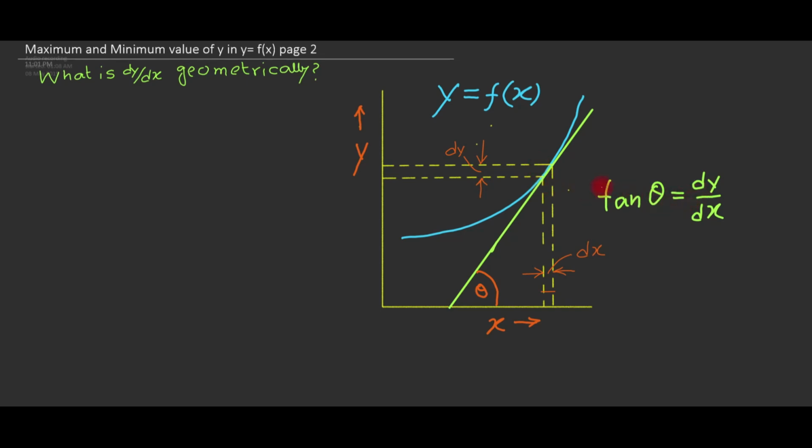So dy by dx is actually the slope of this tangent. I have drawn the tangent to the y equal to f(x) curve at the point x, y. So dy by dx is actually perpendicular by base for the tangent, and therefore it is the slope of the tangent. So we should know that the derivative of y with respect to x, that is dy by dx, is actually the slope, meaning tan theta, of the tangent drawn to the y equal to f(x) curve at the point x, y.